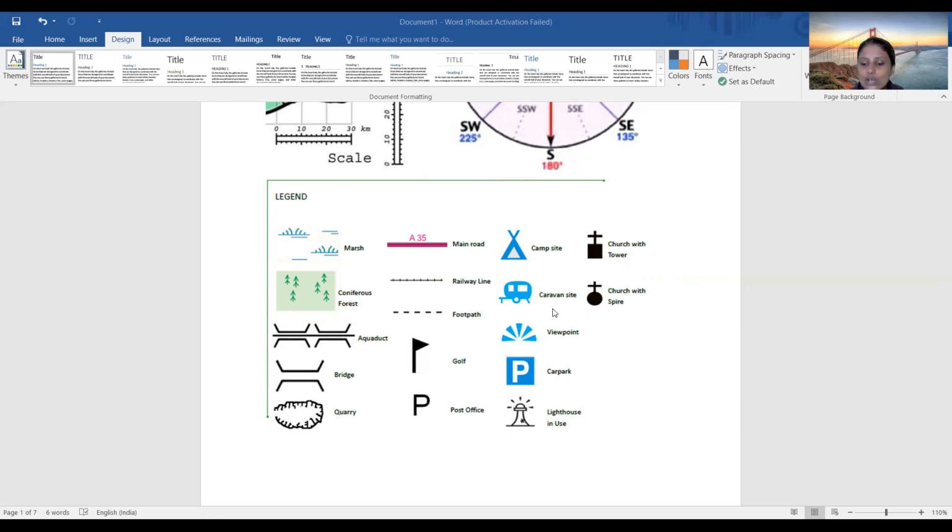I hope I have covered all the topics which come inside the lesson on maps. Let us have a small detail by reading the content of the lesson. Children, whatever doubts you have, let me clarify during the lesson.